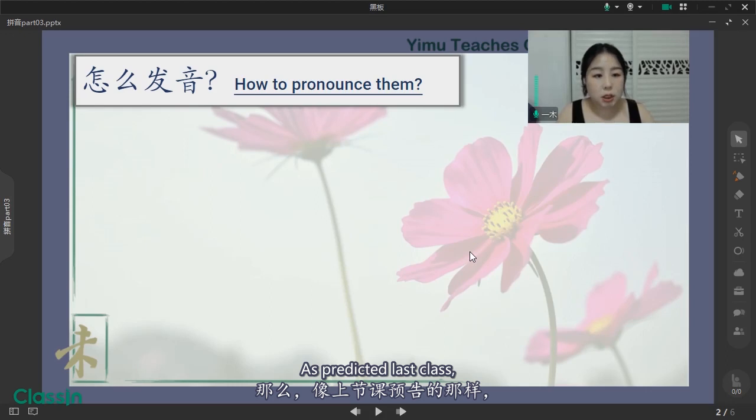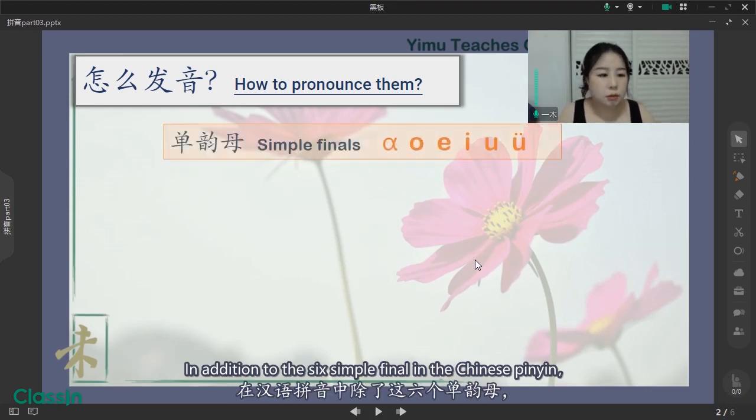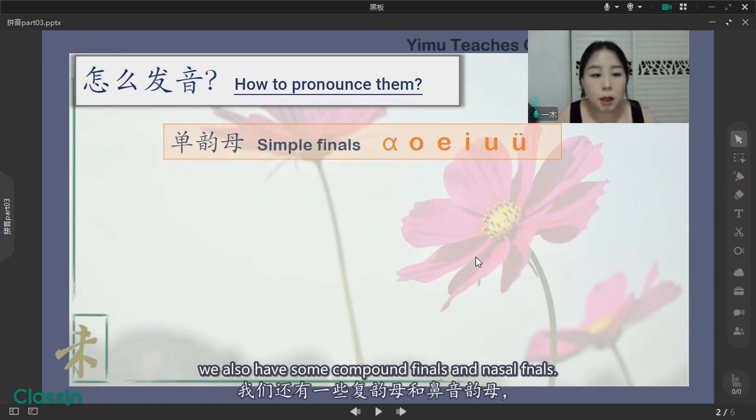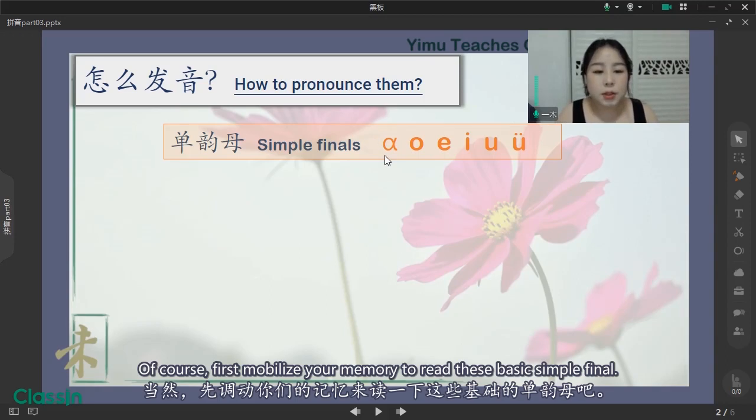As predicted last class, in addition to the 6 simple phonemes in the Chinese Pinyin, we also have some compound phonemes and nasal phonemes. Compound phonemes and nasal phonemes only need to slide from the pronunciation of the first letter to the pronunciation of the second letter. Of course, first mobilize your memory to read these basic simple phonemes.